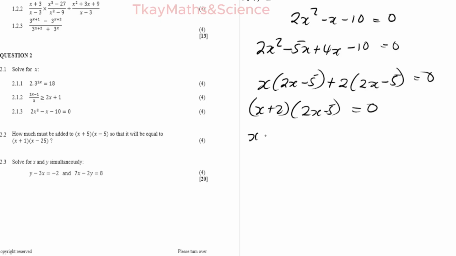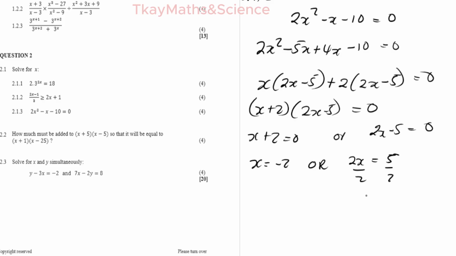So now we have x plus 2 is equal to 0, or 2x minus 5 is equal to 0. Now here, this one crosses over, then x is equal to minus 2, or this one crosses over, x is equal to 5, divided by 2, divided by 2, so x is equal to 5 over 2. So our answers are x is equal to minus 2, or x is equal to 5 over 2. All right, so let's get on to the next one.